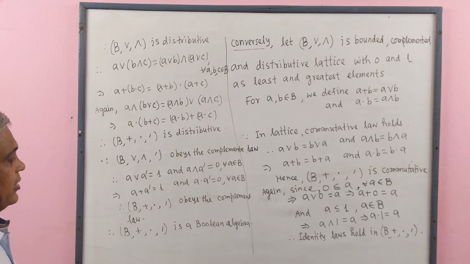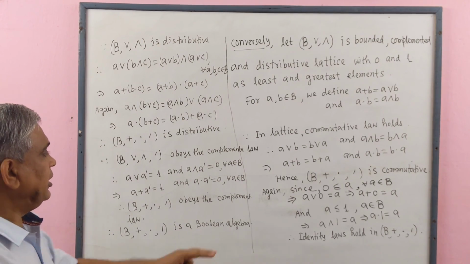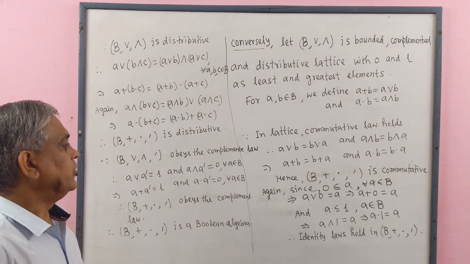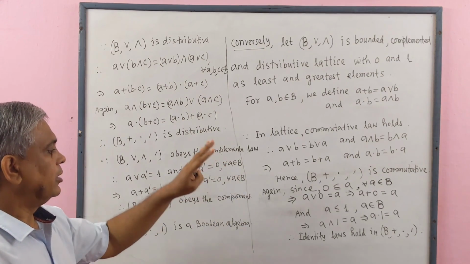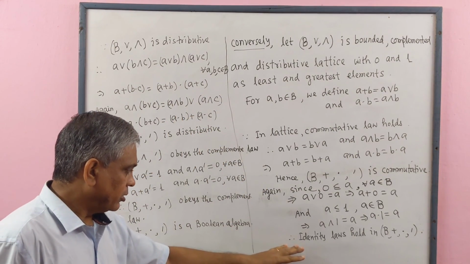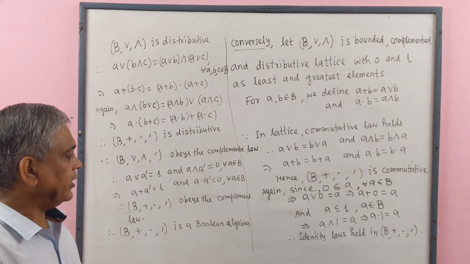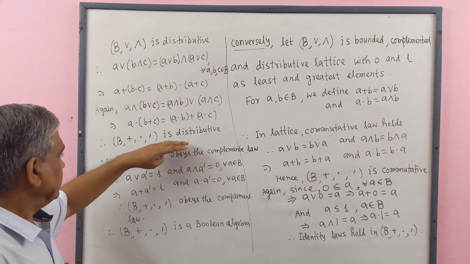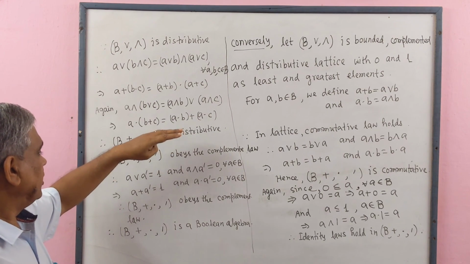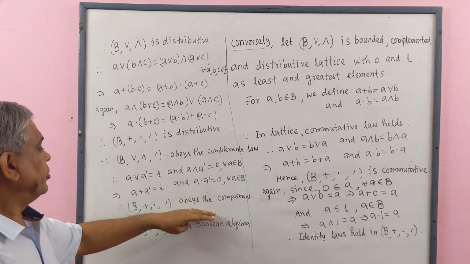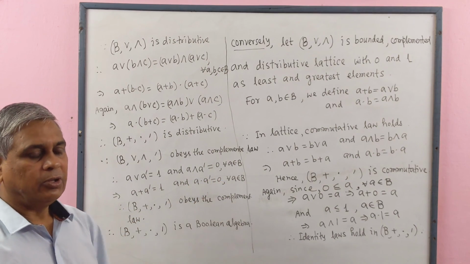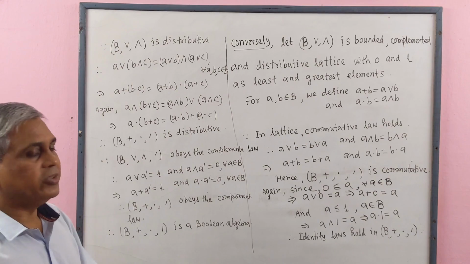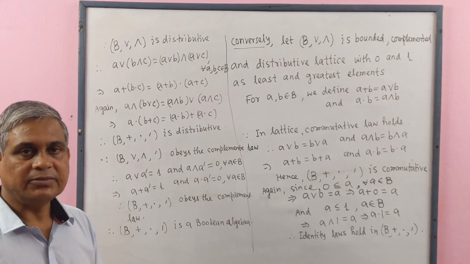Hence, we get that B with plus, dot and complement is commutative, it contains identity elements, and this is distributive and obeys the complement law. Therefore, B with plus, dot and complement is a Boolean algebra.